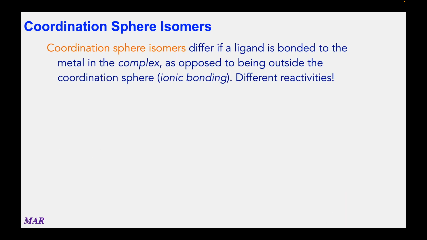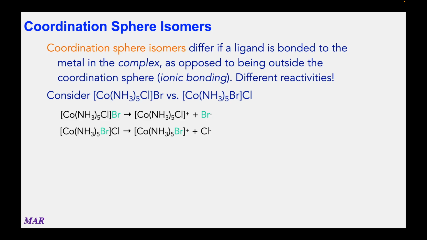A coordination sphere isomer is just fantastic. A coordination sphere isomer is two compounds that have the same formula, but it depends where the ligand is bonded. Is it bonded to the metal, or is it outside, balancing the charge? So let me show you two examples of this. These are both cobalt compounds, and they both have 5 ammonias. But notice there's a chlorine and a bromine.